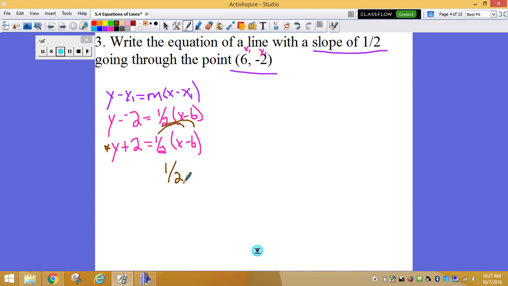I get 1/2 x. 1/2 times 6 is 3. And then I just need to move this 2, so I'm going to subtract 2. So y equals 1/2 x, and negative 3 minus 2 is negative 5. So this is your answer for slope intercept form.